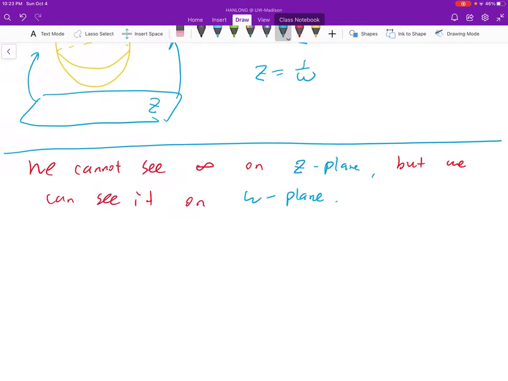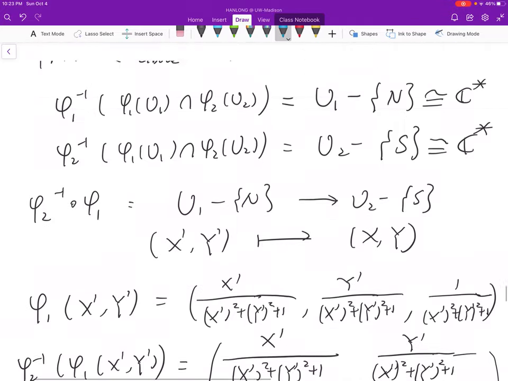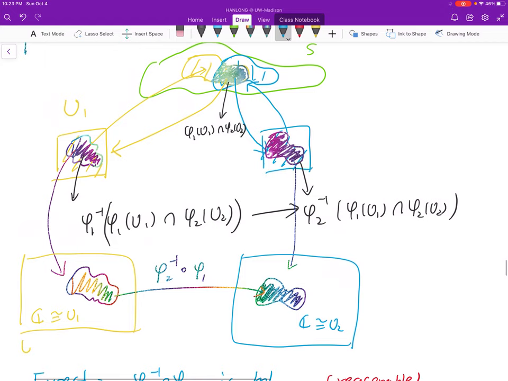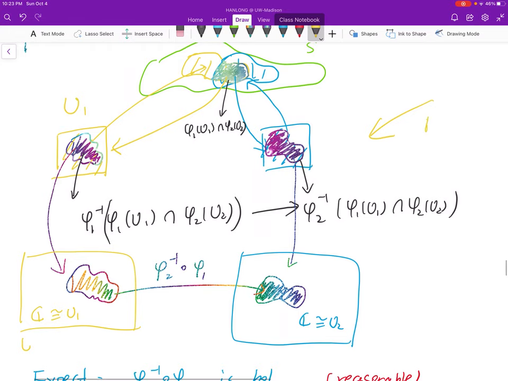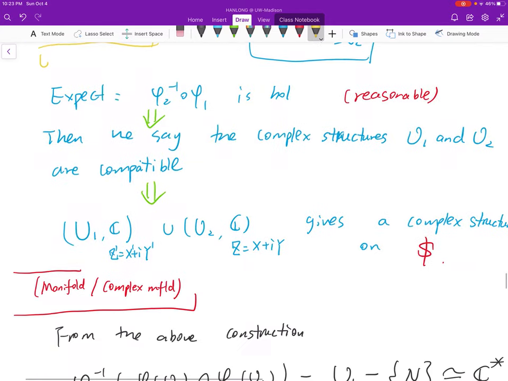Okay, so I will stop here. I hope you can take time to really understand this stuff. Although we didn't do a lot of estimates over there, the concept is really deep. I would suggest you try to understand this picture or try to draw it by yourself. Okay, I will stop here.